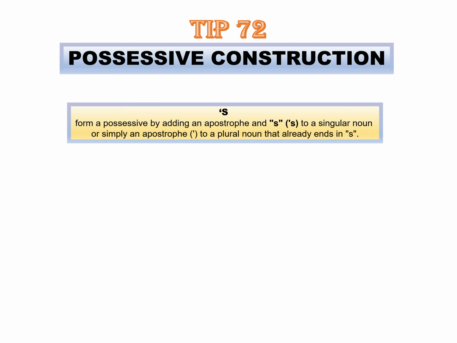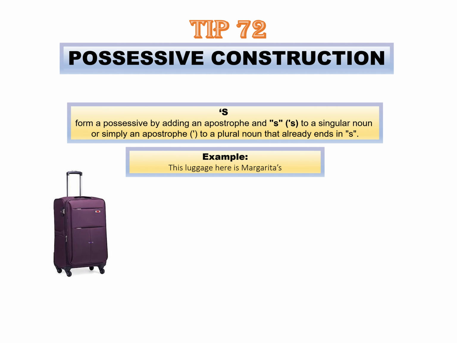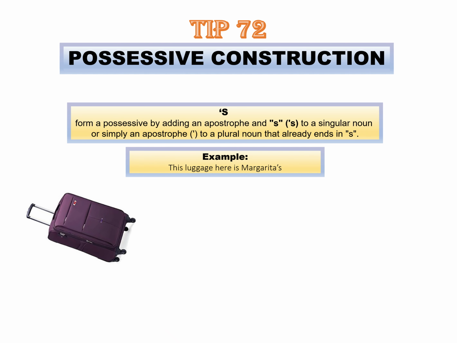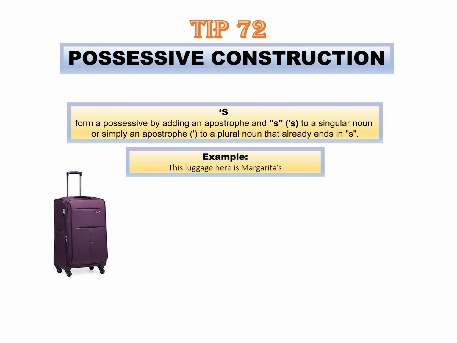Apostrophe S. Form a possessive by adding an apostrophe and S to a singular noun, or simply an apostrophe to a plural noun that already ends in S. Example: this luggage here is Margarita's.